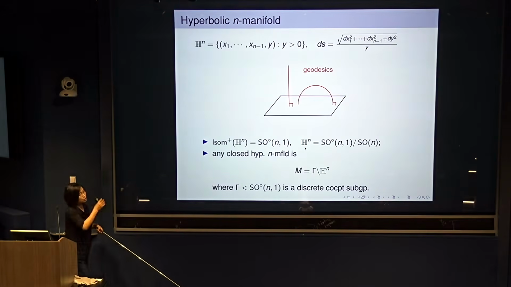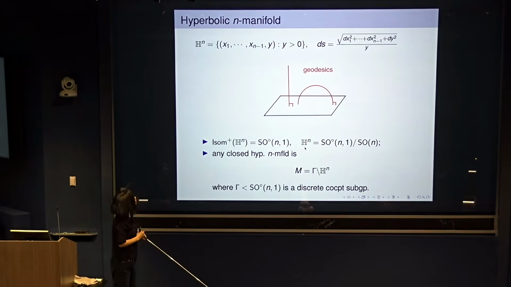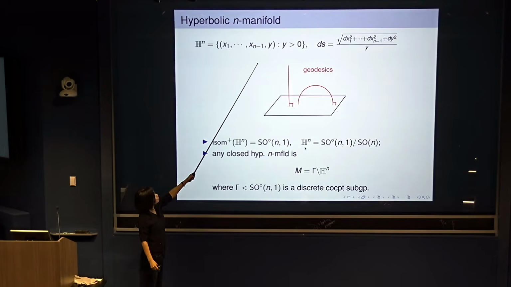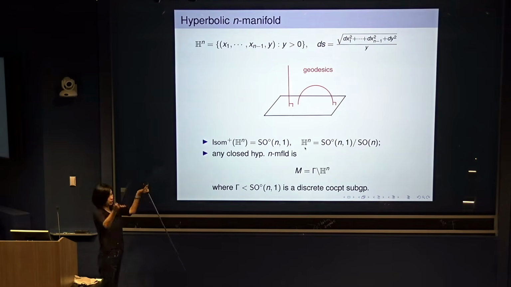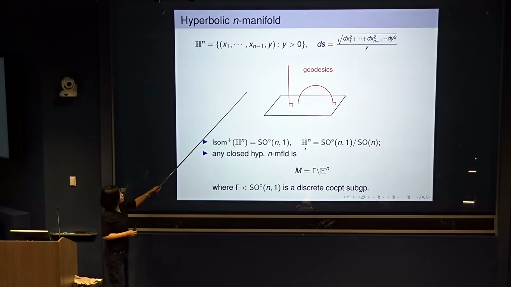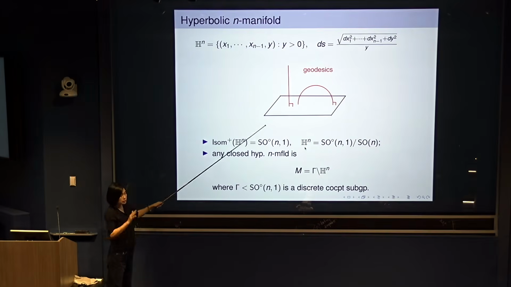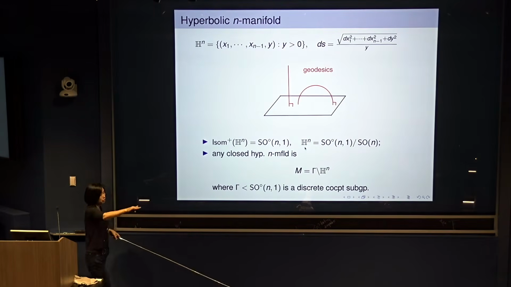Okay, so now we move to the higher dimensional hyperbolic manifold. Again, I use a half space model. So Hn is the upper half of Euclidean n-space. I have x1 to xn minus 1, and the last coordinate I denote by y, with positive y. And again, the hyperbolic metric is the Euclidean metric divided by the Euclidean height. Geodesics again look like vertical lines or semicircles intersecting the boundary, which is now the x1 to xn minus 1 plane, orthogonally.